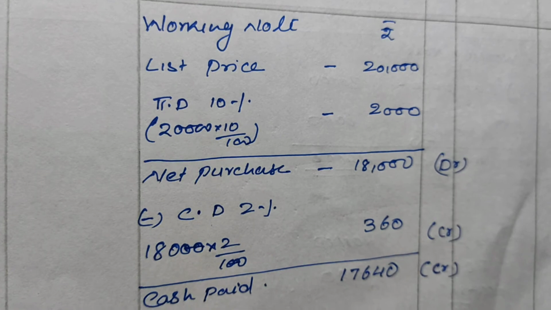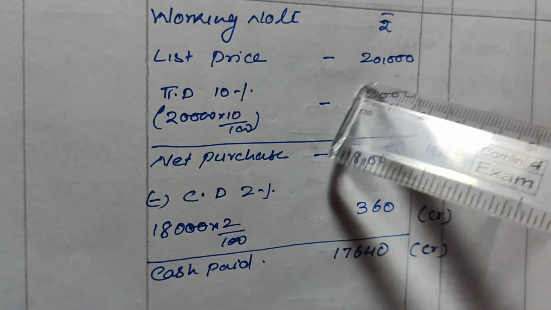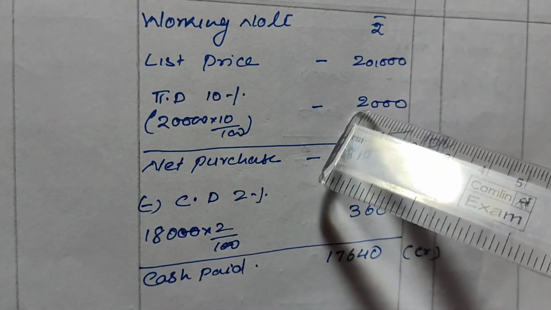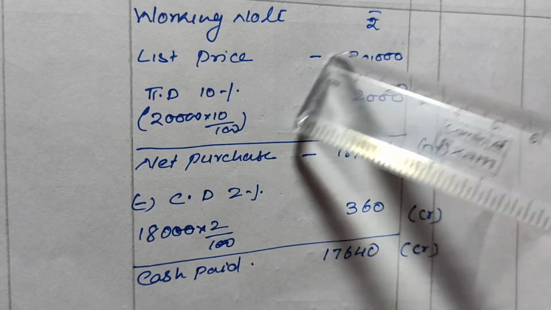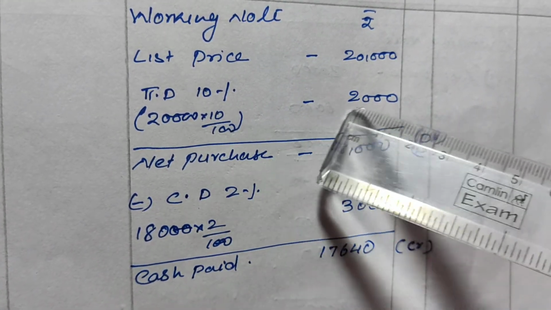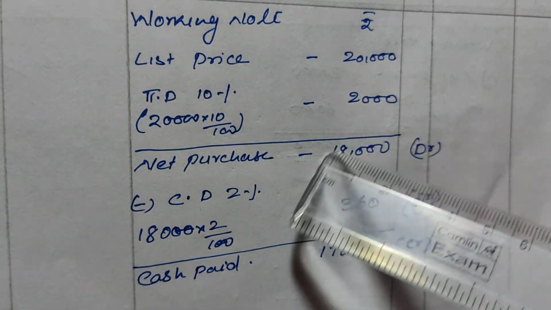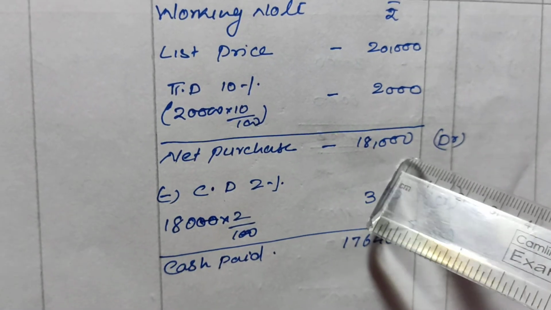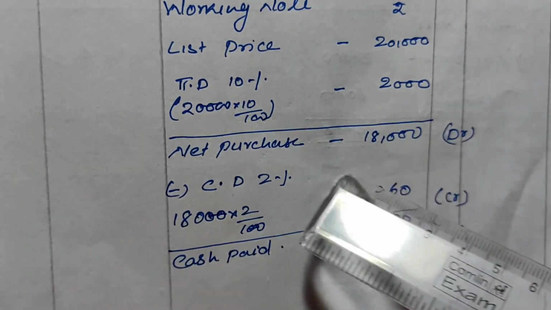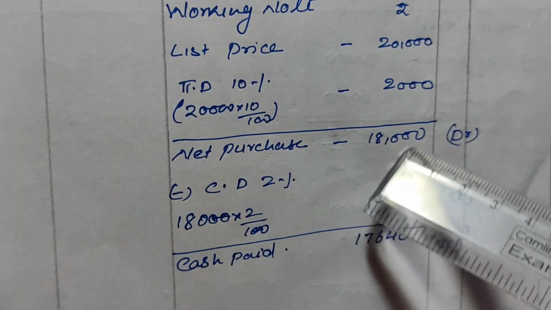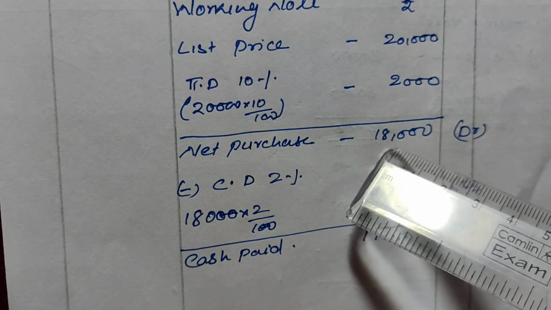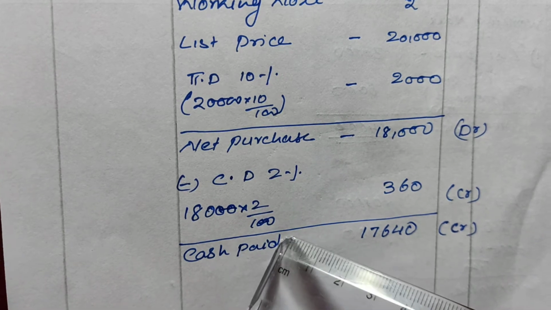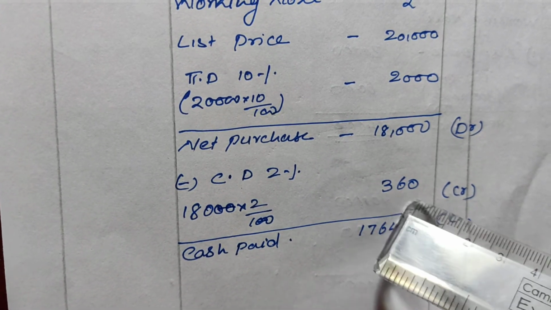So here we have a list price of 20,000. Trade discount is 10%, that means 10% of this 20,000 list price. Trade discount is calculated on list price. So 20,000 into 10 upon 100, that is 2,000. We deducted the trade discount and got the net purchase value, that is 18,000. Now cash discount will be calculated on this net value. If it is purchase, net purchase value; if it is sales, net sales value. So here our cash discount will be 18,000 into 2 upon 100, that is 360.